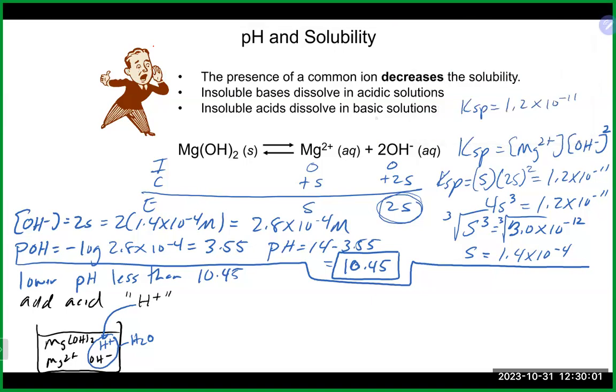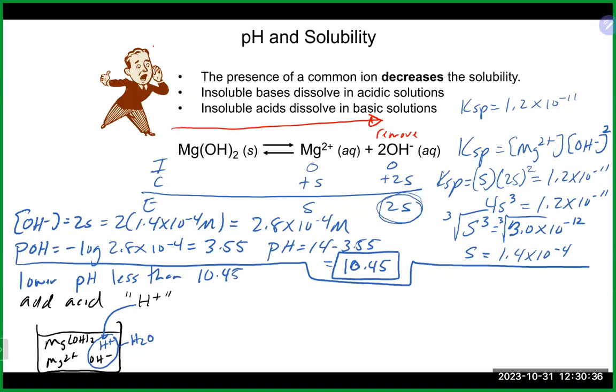I am essentially removing this hydroxide as it makes water with the acid that I'm adding, which means the equilibrium should shift which way? It should shift to the right, towards where I'm removing it. That means the solubility of this would increase or decrease? It would increase because it's now going to be making more products, right? And on the product side is more ions, which means it's more aqueous, less solid. So that's what it means above when it says insoluble bases will be soluble in acidic solutions.